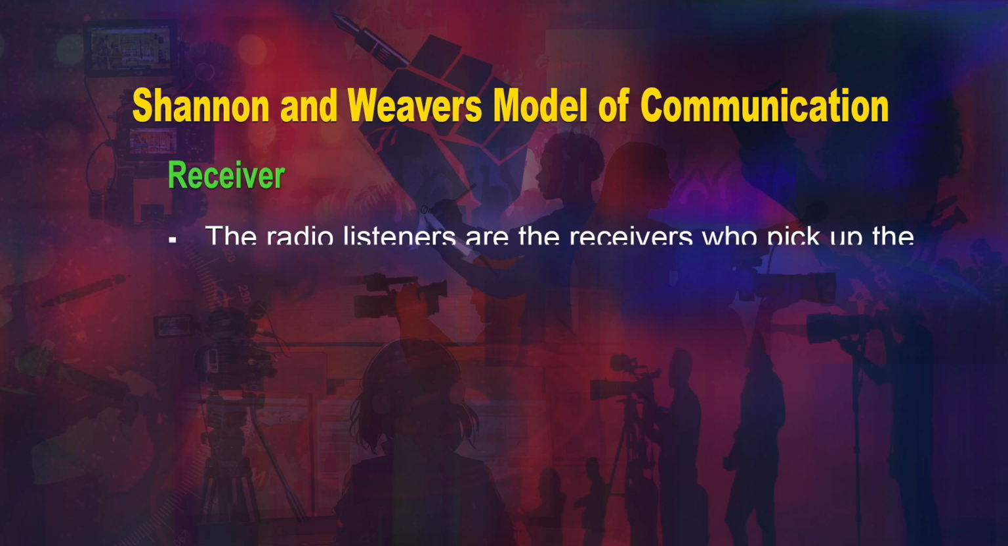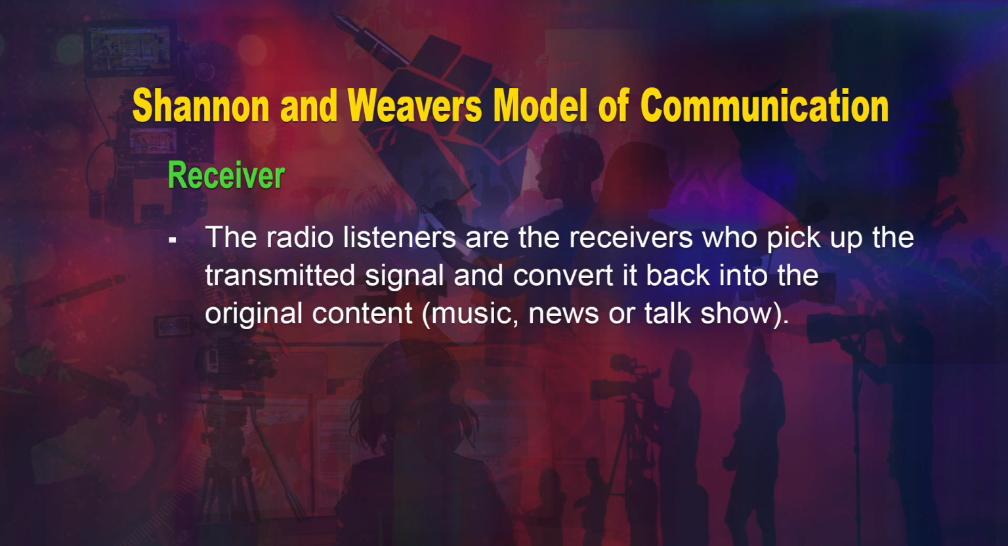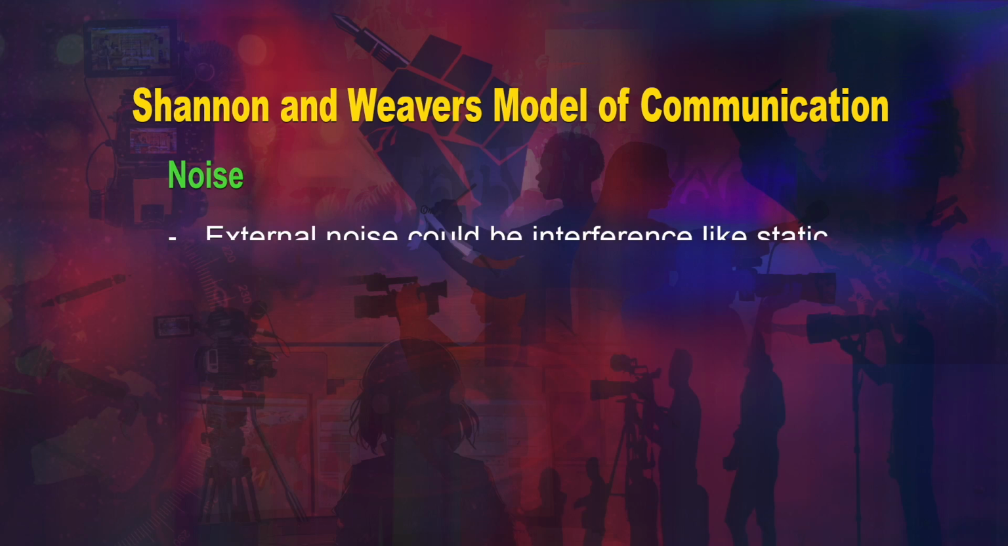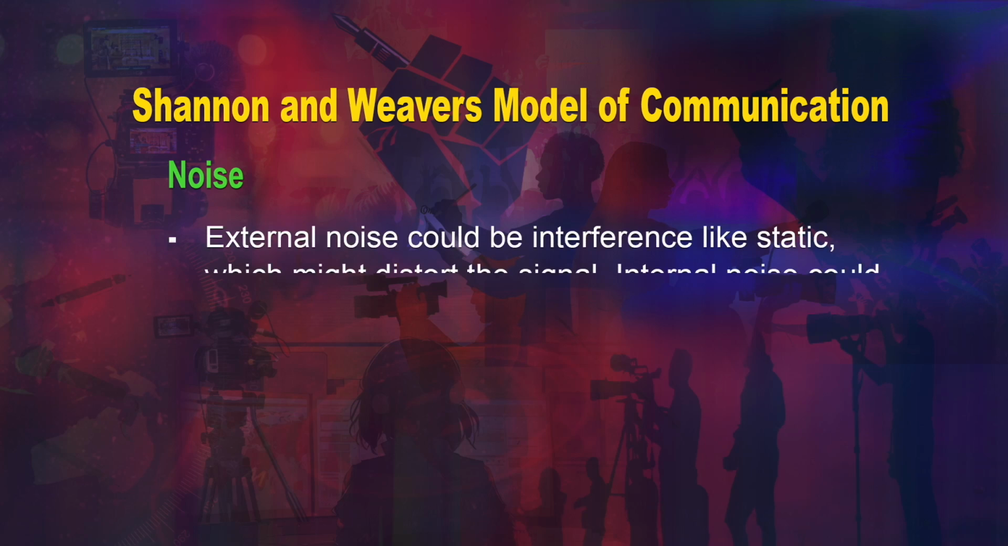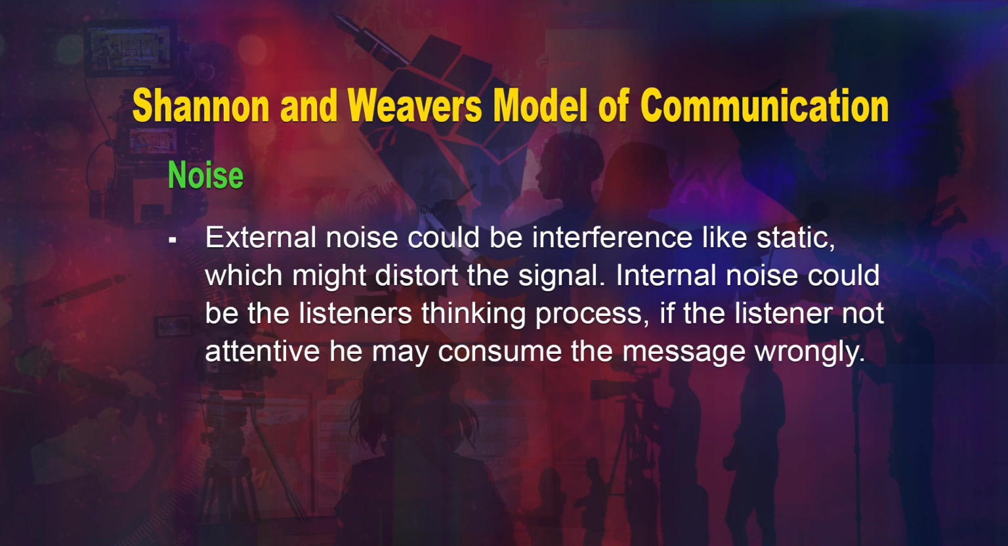Receiver. The radio listeners are the receivers who pick up the transmitted signal and convert it back into the original content like music, news or talk show. Noise. External noise could be interference like static which might distort the signal. Internal noise could be the listener's thinking process. If the listener is not attentive, he may consume the message wrongly.